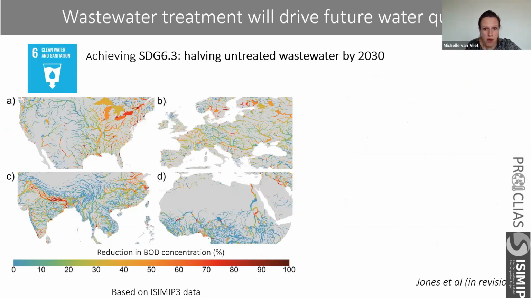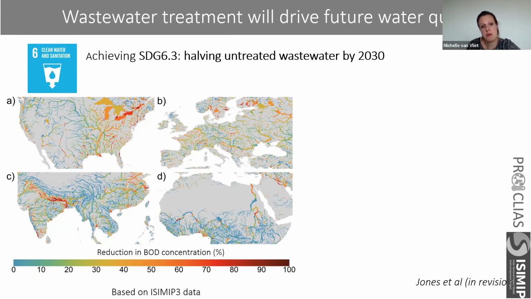So wastewater treatment is important. We see that when we look at our simulations of surface water quality over the last 40 years that we developed: wastewater treatment is an important driver in explaining the trends in water quality. But this will also be the case for the future. So in the next step, also as part of the work of Edward Jones, we tested the impacts of achieving SDG 6.3, which focuses on improving water quality by halving the proportion of untreated wastewater by 2030.